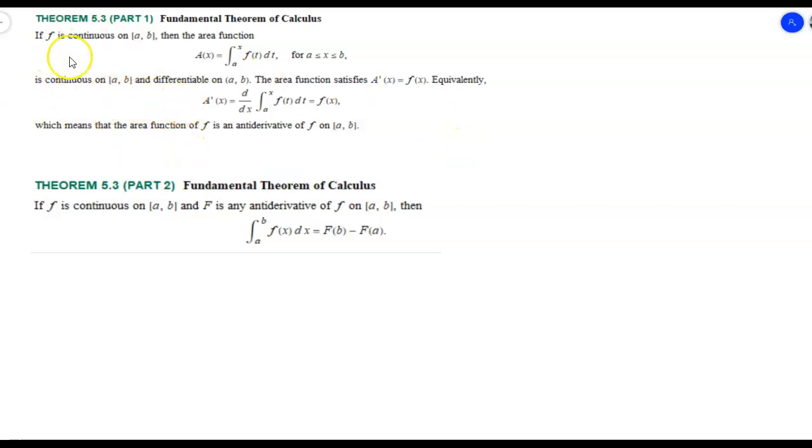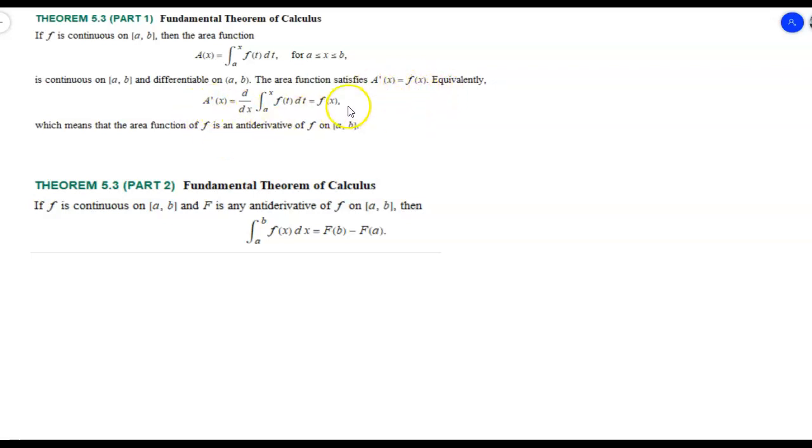So I'm going to read you part 1, although this definition from part 1 is not nearly as useful as part 2. But part 1 says that if f is continuous on the interval a to b, then the area function, which they're going to call A of x, is equal to the definite integral from little a to x of the function of t dt for all x between a and b. That is continuous on [a, b] and differentiable on (a, b). The area function satisfies that the derivative of the area function is equal to the function itself.